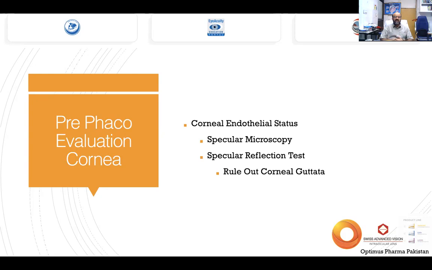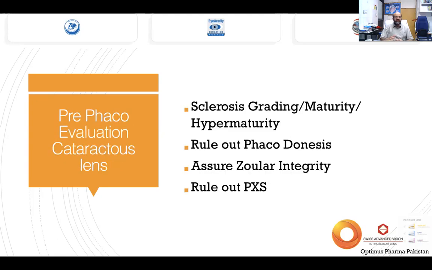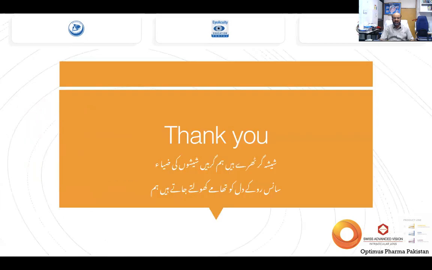In the presence of corneal guttata, the risk of corneal decompensation with Phaco becomes high, and one needs to take extra measures, and an experienced surgeon is needed to handle these situations. Then we need to grade the sclerosis, the maturity, hypermaturity, and hardness of the lens. We have to rule out phacodonesis so that there is no zonular laxity. We have to assure that the zonules are intact and healthy, and there should be no pseudoexfoliation syndrome. Again, experienced surgeons can handle all these problems with certain advanced measures.